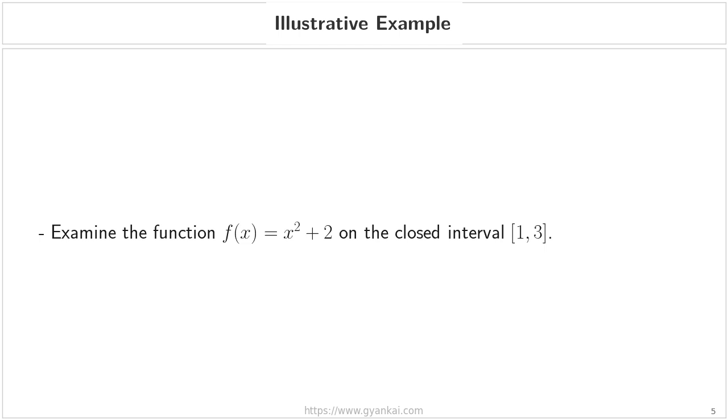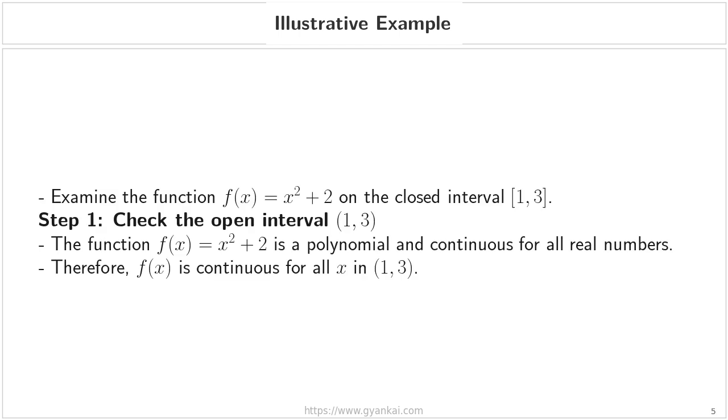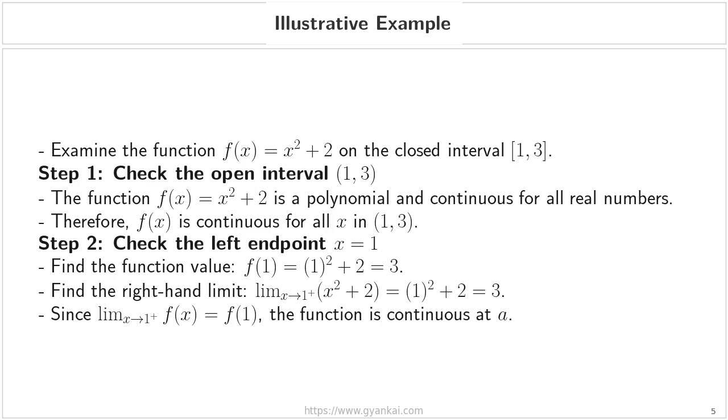To determine if this function is continuous on this interval, we must systematically apply the 3 steps we discussed in the previous slide. Step 1 is to check the open interval, which consists of all values between 1 and 3. We can observe that f of x equals x squared plus 2 is a polynomial function. As we know from our previous studies, polynomial functions are continuous for all real numbers. Therefore, it follows that the function is continuous for every value of x within the open interval from 1 to 3.